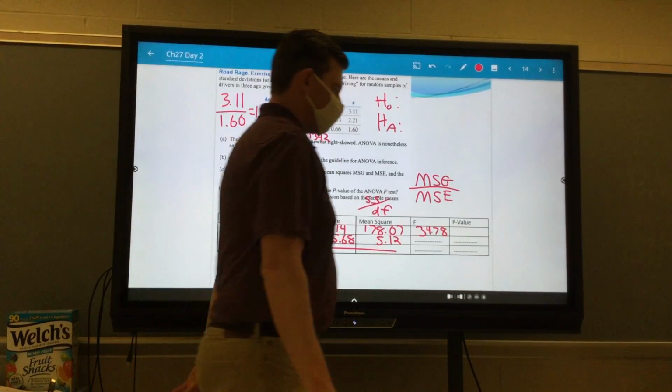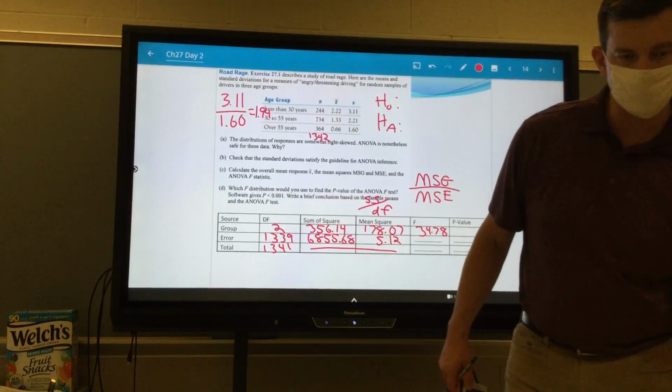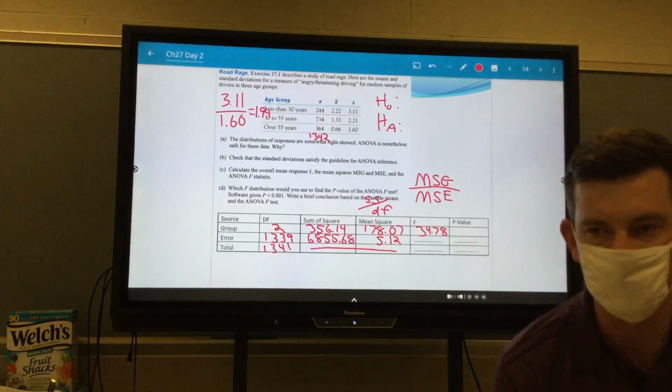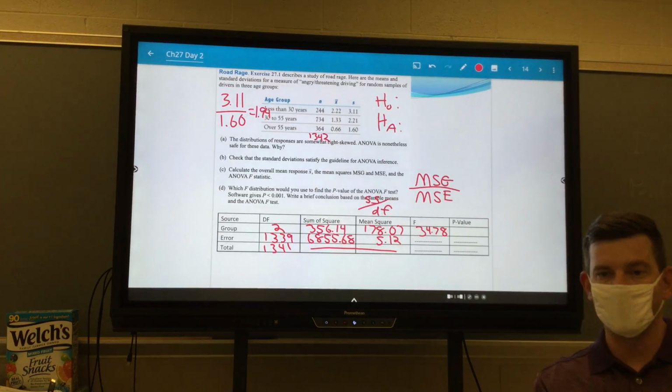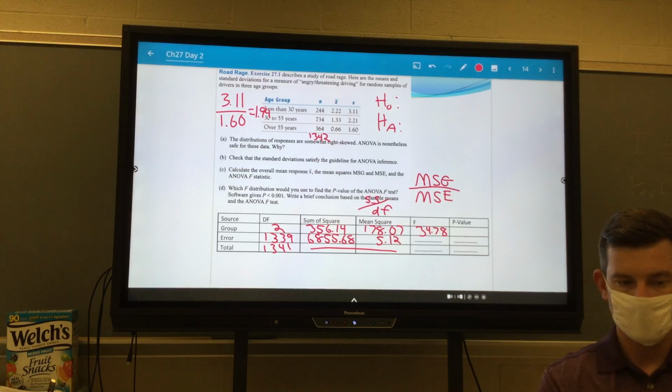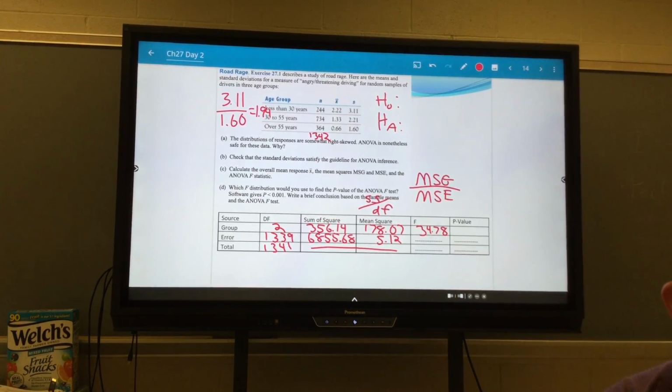Now, the p-value. This is where we're going to turn it over to either GeoGebra or the calculator. Okay? Or you could look this up on an F distribution table. Okay? Let's take a quick look at GeoGebra first.